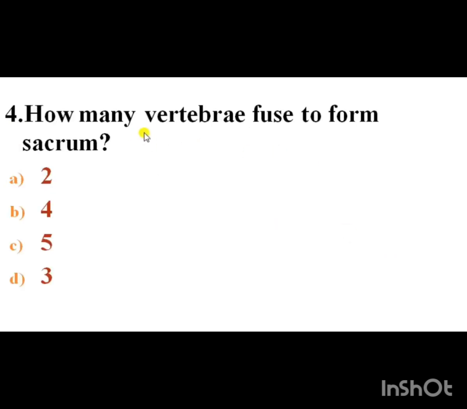Next question, how many vertebrae fuse to form sacrum? Options: A. 2, B. 4 vertebrae, C. 5 vertebrae, D. 3 vertebrae. Answer is C. 5 vertebrae. So 5 vertebrae fuse to form sacrum.